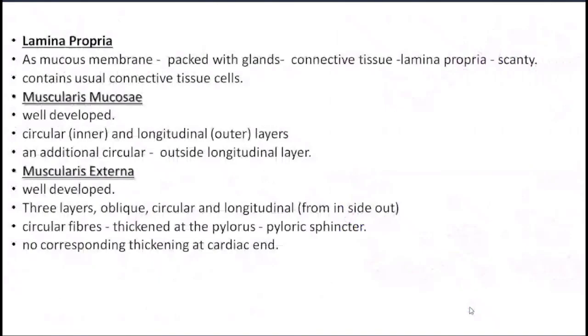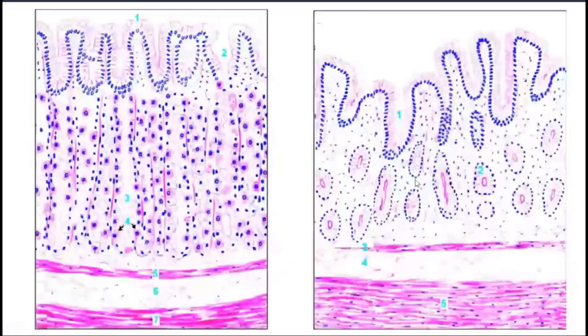So we will again compare. The lamina propria is the same, we have discussed already. You can see the structure of the glands in both parts of the stomach. So this is the fundic part and this is the pyloric part. You can see here the gastric pits. This complete part is the mucosa, starting from the luminal surface up to this muscularis mucosae. So this is the mucosa.